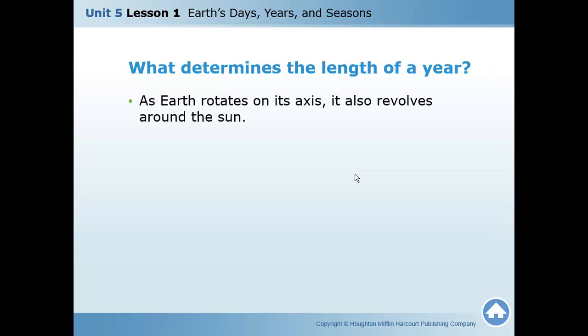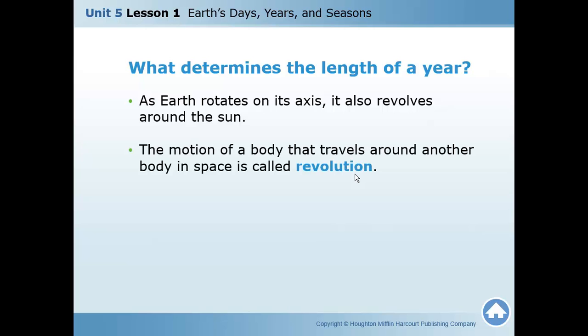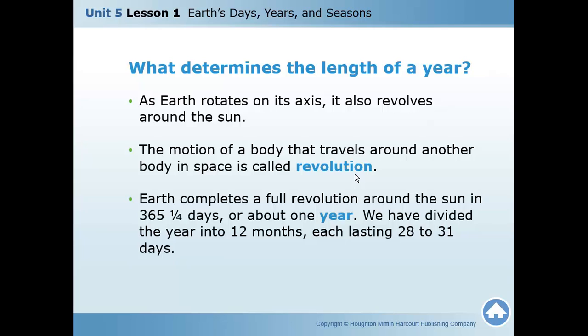As Earth rotates on its axis, it revolves around the sun. Remember, a revolution is one birthday. The motion of a body that goes around another in space is called revolution, one time around the sun. Earth completes a full revolution around the sun in 365 1/4 days, or about 1 year. We've divided our year into 12 months, each lasting between 28 to 31 days.